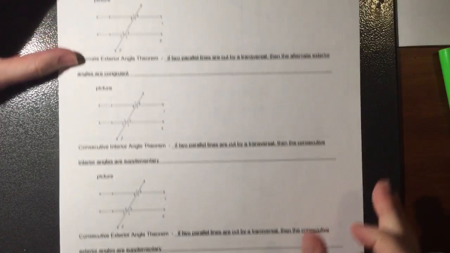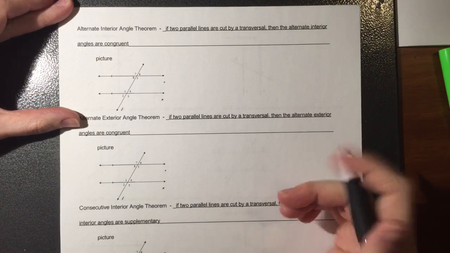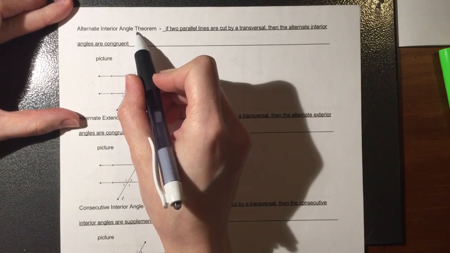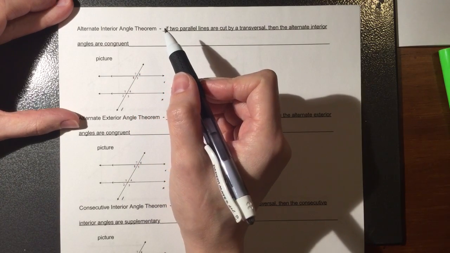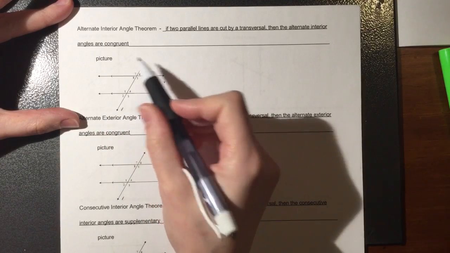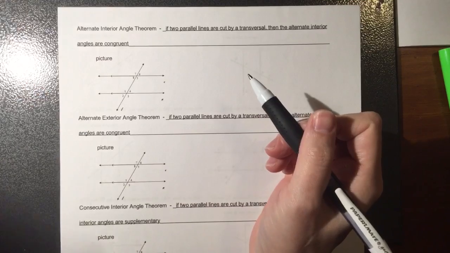Looking at the next one we have to talk about, it is our alternate interior angle theorem. So notice this is a theorem. If we wanted to, we could take the time to show that it works, and we would actually use our corresponding angle postulate to prove that it really does work. But we're just going to focus on remembering the rule and how it shows that relationship between those angles.